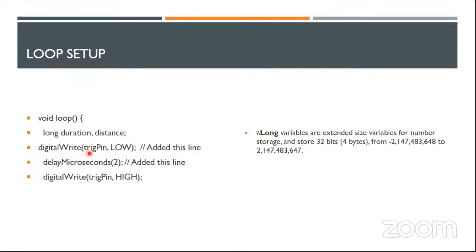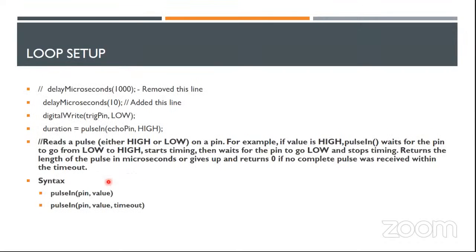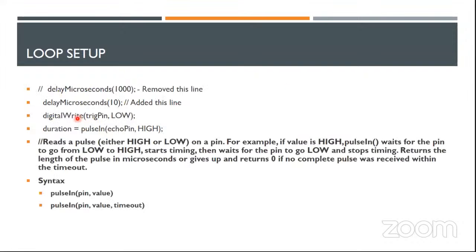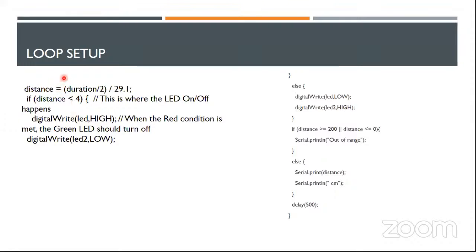So digitalWrite trigger pin LOW. With the trigger pin low, I am making a delay of 2 microseconds, and then I make my trigger pin high, again with a 10 microsecond delay, and again I make the trigger pin low. As I am making my trigger pin low and high, the next thing I need to do is apply if distance is less than 4. The distance is duration divided by 2 divided by 29.1.